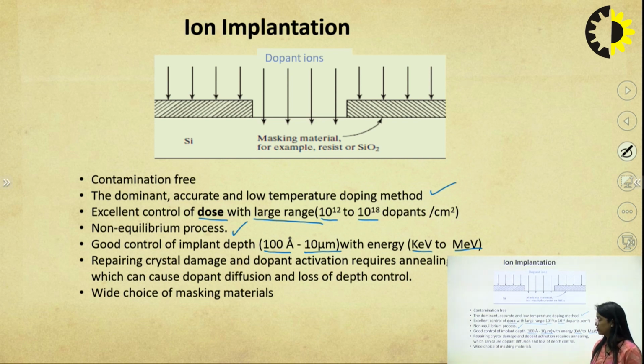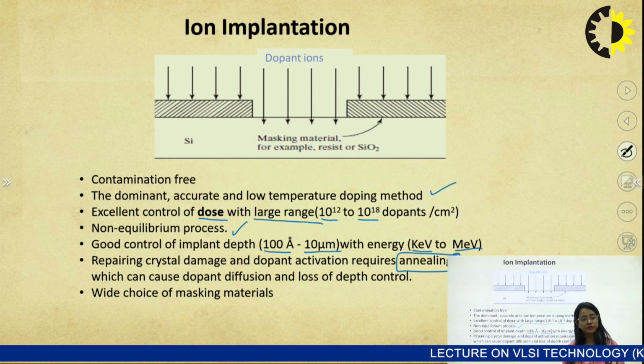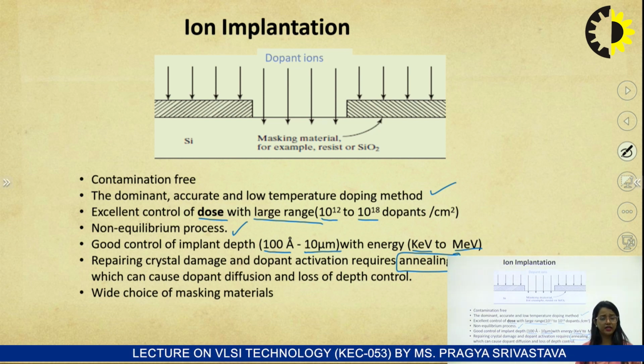So repairing crystal damage and dopant activation requires annealing, which can cause dopant diffusion and loss of depth control. So this is a disadvantage. We have to go through a process of annealing, which sometimes alters the junction depth and depth control. So there is a wide choice of masking materials. We can fill the implanter with any material.